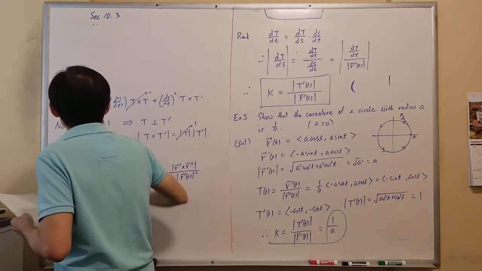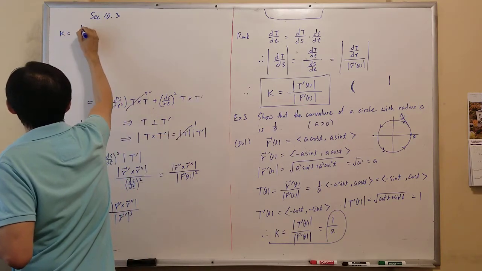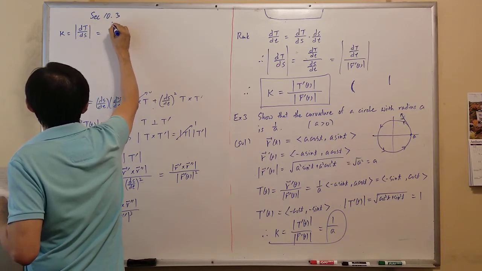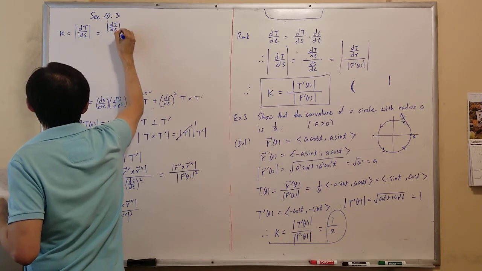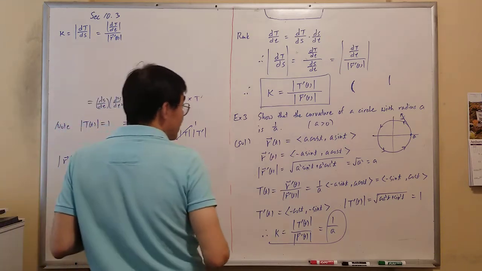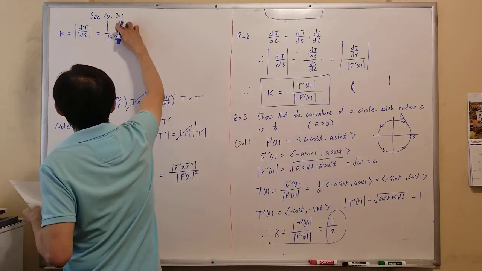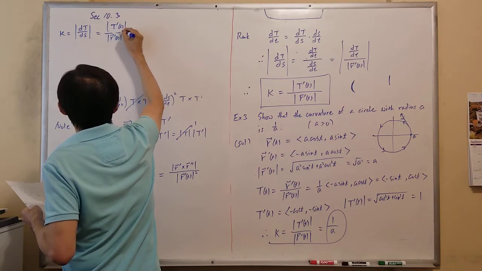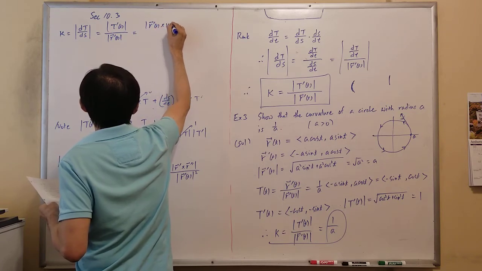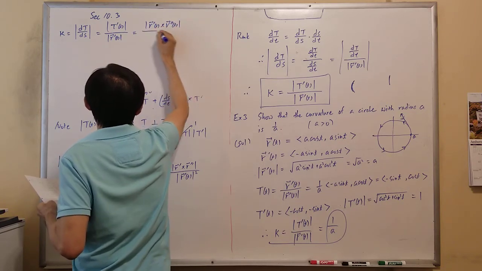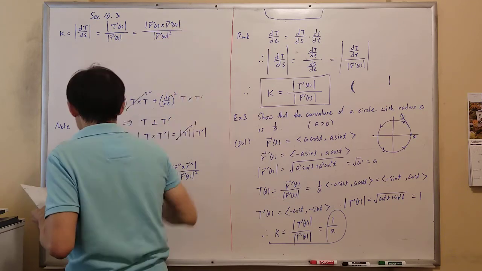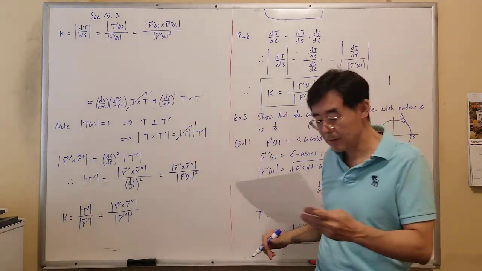Okay? So I'm going to write all of these, 3 different versions here. Kappa is the magnitude of dT/ds, which is the magnitude of dT/dt over the magnitude of r prime of t. And now we found that it is the magnitude of r prime of t cross product r double prime of t, over the magnitude of r prime of t to the third power. Okay?